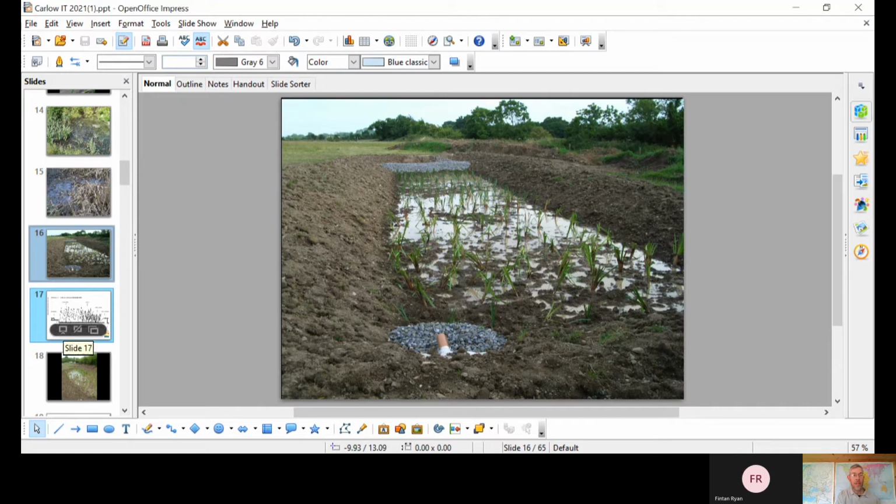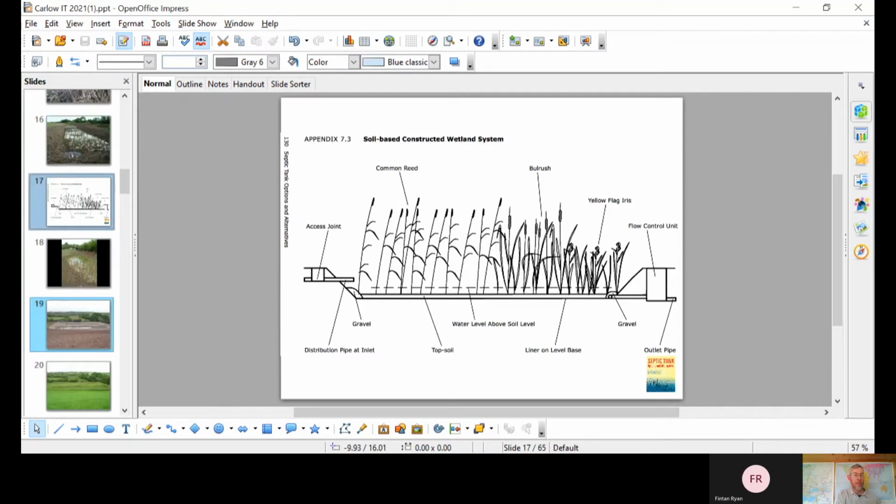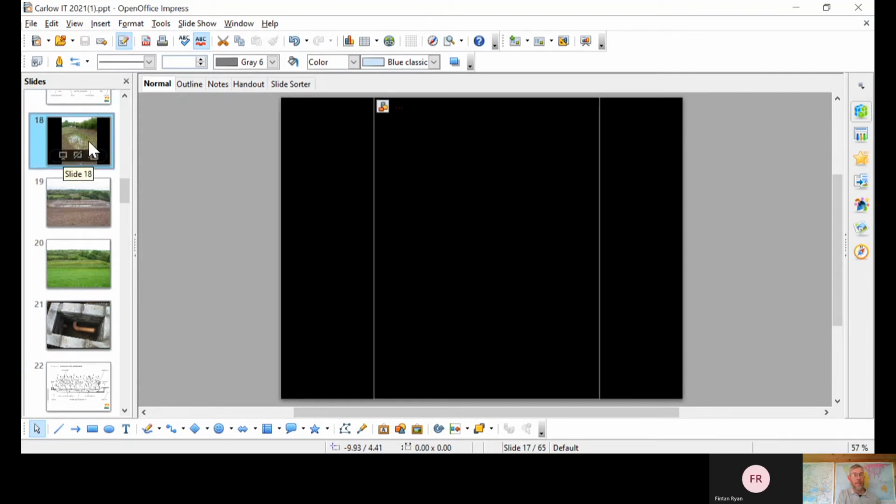So that's what's termed a soil-based constructed wetland system. We've got our inlet pipe, our water level is sitting above the level of the soil, and we've got our outlet pipe collecting at the far end and off to the next stage of treatment. So there are 3 main types of wetland: the soil-based constructed wetland, horizontal flow gravel reed beds, and vertical flow gravel reed beds. I'll look at the others in a few moments.